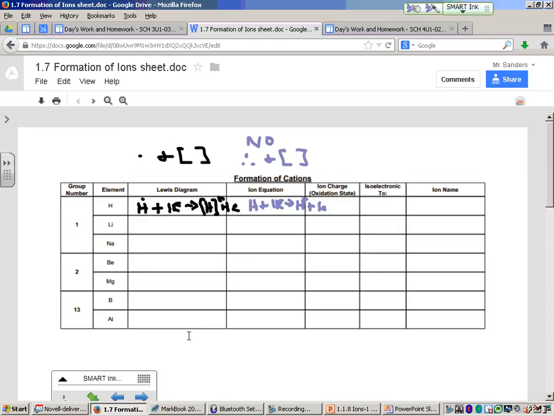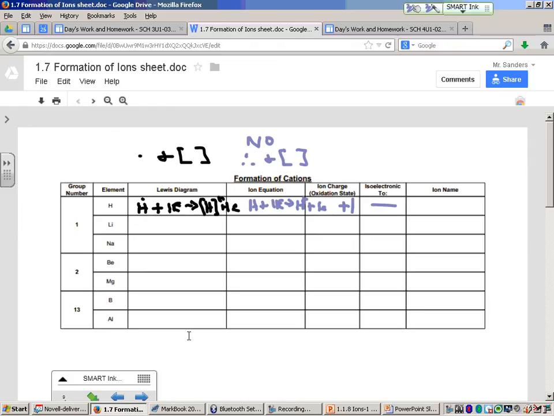The ion charge, also known as the oxidation state. The ion charge is the charge that's on that ion of H, which in this case is plus 1. It's the charge on the ion. Hydrogen's a special case. When hydrogen loses an electron, there's nothing it's isoelectronic to. It's just kind of empty. It's got an empty electron shell. So isoelectronic to doesn't exist for hydrogen. There's nothing that it's isoelectronic to.